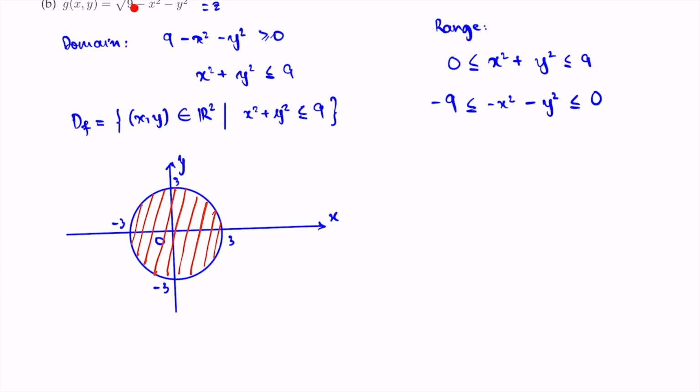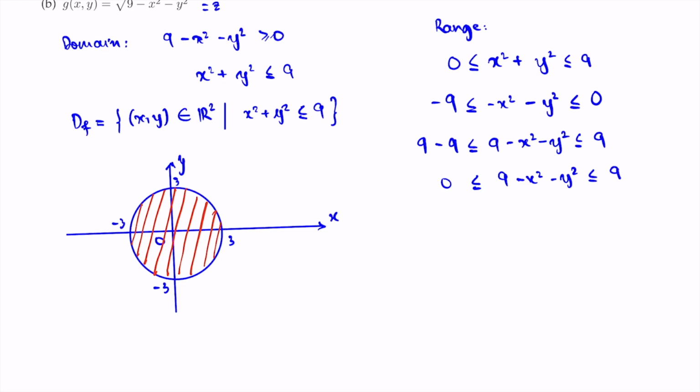Now you just need to add 9 into the middle term here. By doing that, you basically add 9 for every term in the inequality. So you have 9 minus 9 less than or equal to 9 minus x squared minus y squared less than or equal to 9. So technically, you get 0 less than or equal to 9 minus x squared minus y squared less than or equal to 9.